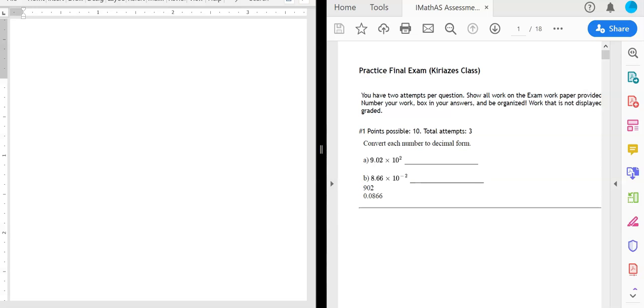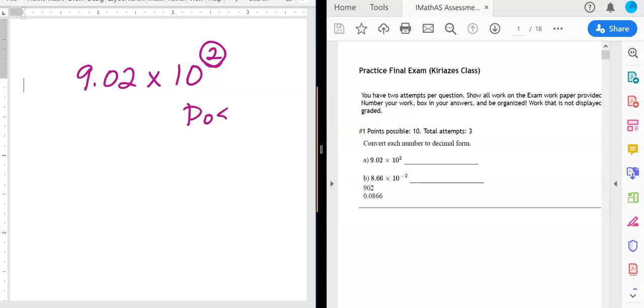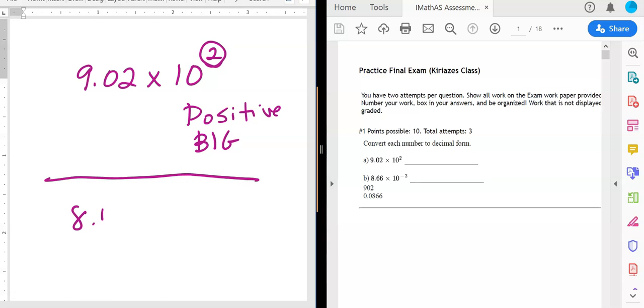Okay, problem number 1 asks you to write a scientific notation number in standard form. So part A, we look at the exponent. If the exponent is positive, it tells me it's going to be a big number. Okay? The second one, the exponent is negative. When the exponent is negative, it means we're going to have a little number. Okay, so remember that when you get your answer.